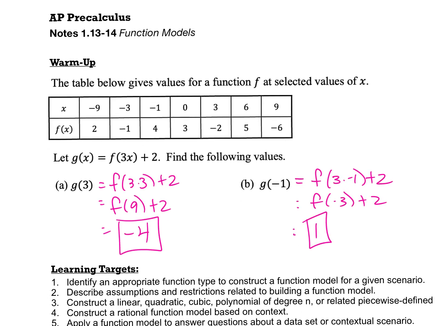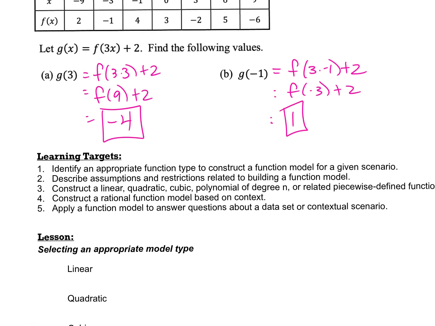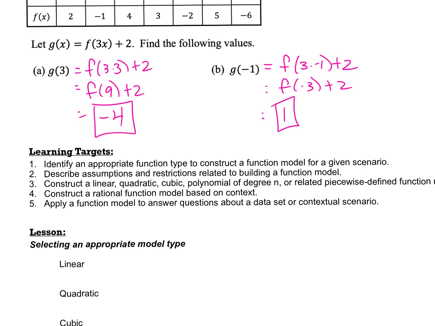Right. All right, so let's take a look at all of these learning targets today. There are 5, but I want you to notice what they all kind of work around. Identifying an appropriate function type, describing assumptions and restrictions related to a real-life function model, okay? If we're building a house, the height can't be 0 or negative, that kind of thing. Constructing linear, quadratic, cubic, or any polynomial, or possibly a piecewise function. Constructing a rational function, and then applying that model that we find.